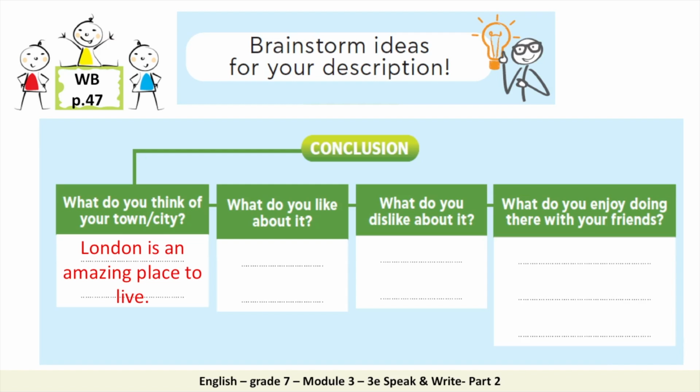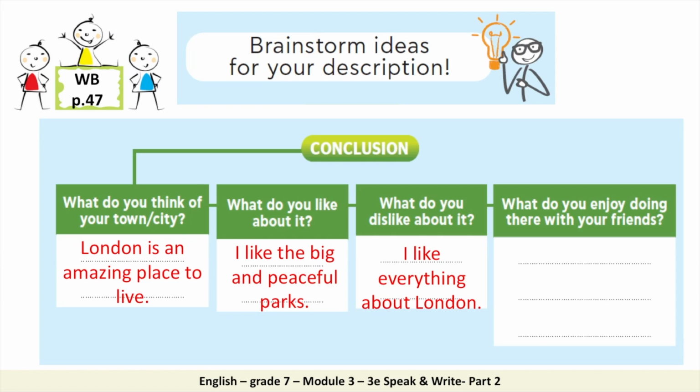What do you like about it? I like the big and peaceful parks. You could say, I love the malls. You could also write, there are beautiful buildings in my city. What do you dislike about it? You could write, I like everything about London, or I like everything about my city. You could also say, I dislike traffic in my city, or I hate the old buildings in my city.